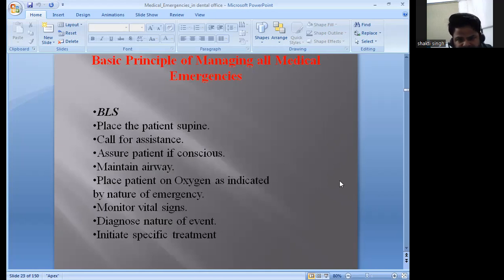Now, the basic principles of managing all medical emergencies: first is basic life support, then place the patient in the supine position so that blood flow can be directed towards the upper body. Call for assistance as soon as possible. Reassure the patient if the patient gains consciousness. Maintain a proper airway for the patient, so the place should not be crowded. Clothes should be loosened. Place the patient on oxygen as indicated by the nature of the emergency. Also monitor the vital signs such as heart rate, BP, and pulse rate. Diagnose the nature of the event and initiate the specific treatment.